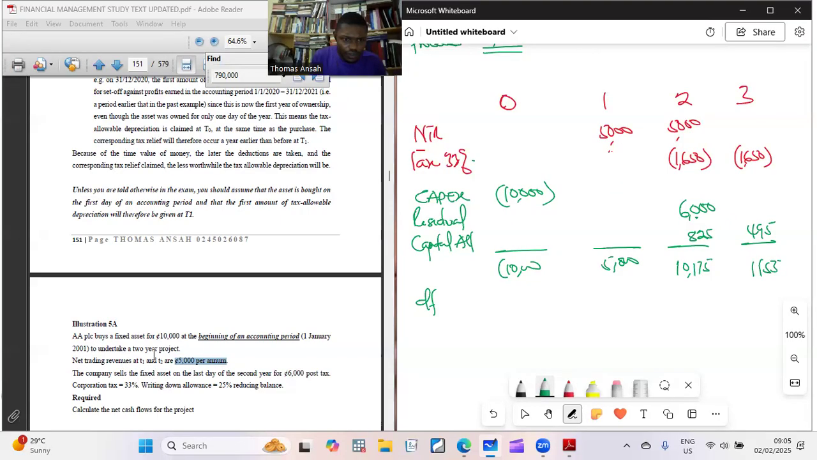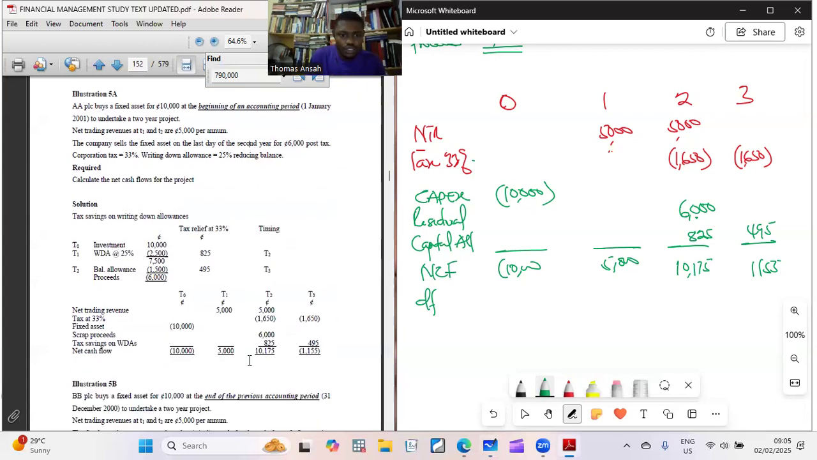Were we given discount factor? Oh, okay, we were meant to just do the cash flows, the net cash flow. So this is the net cash flow. But if you have a percentage with it, you can actually go through it and do. So this is what we've done. All right. So that is that. Take note of that very well. All right. So basically that is that.